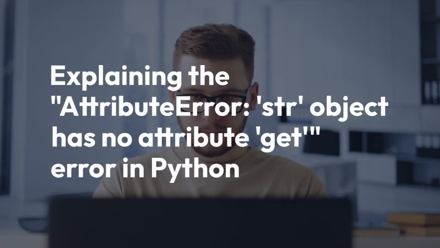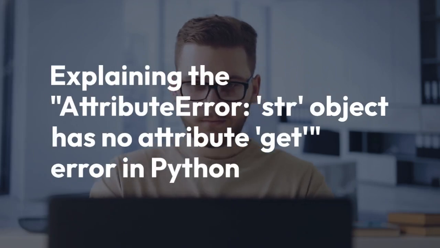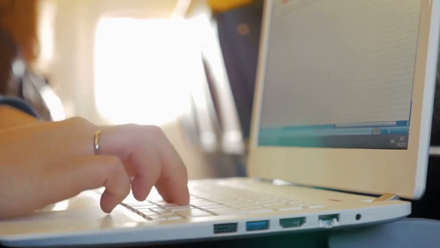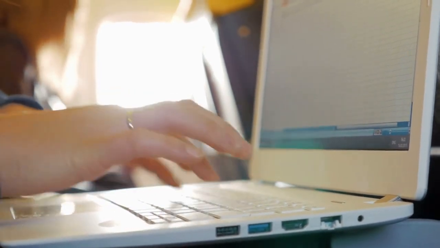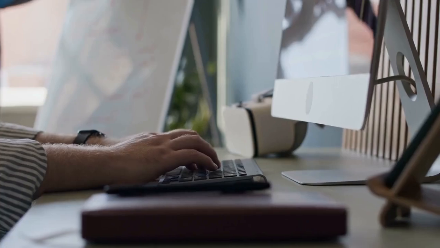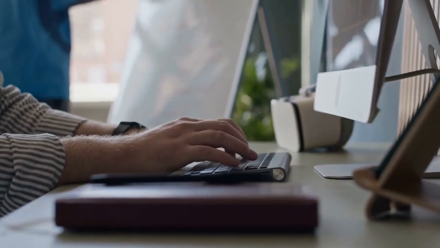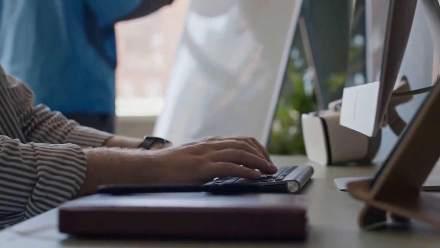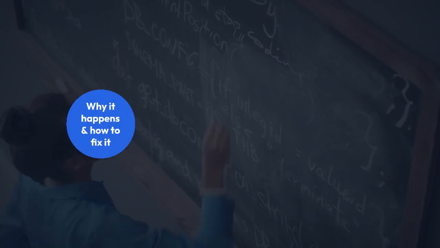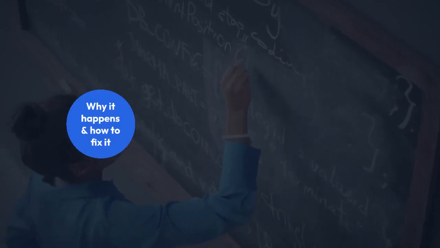We're going to explain the AttributeError: 'str' object has no attribute 'get' error in Python. This error pops up when you try to use the .get() method on a string object, but strings don't have a .get() method. The .get() method is designed for dictionary-like objects, dictionaries specifically. Let's break down why this happens and how to fix it.